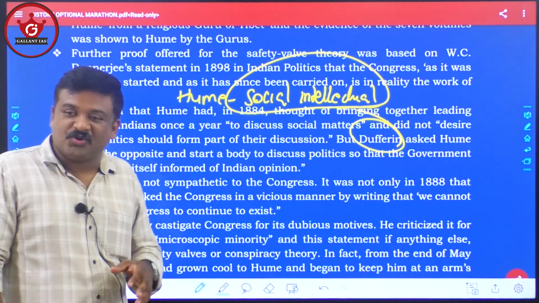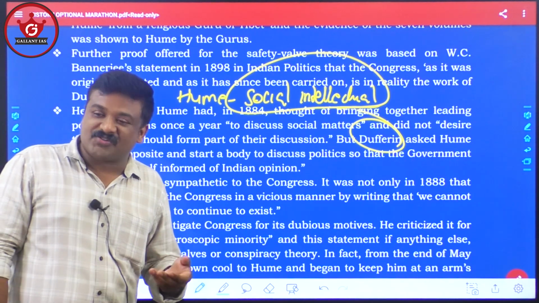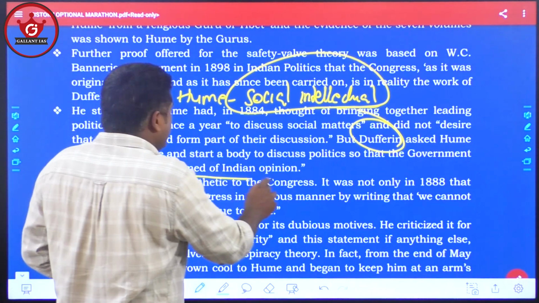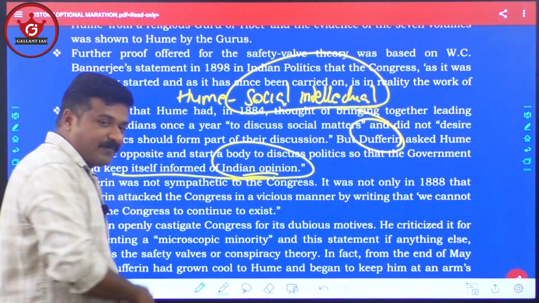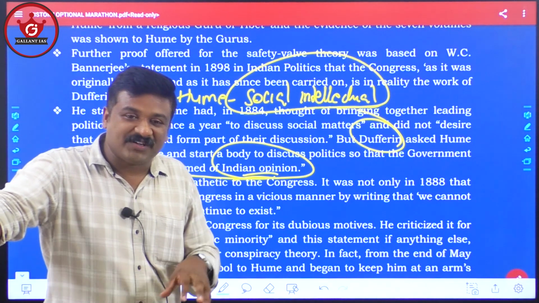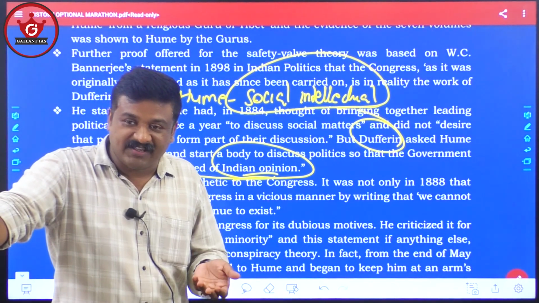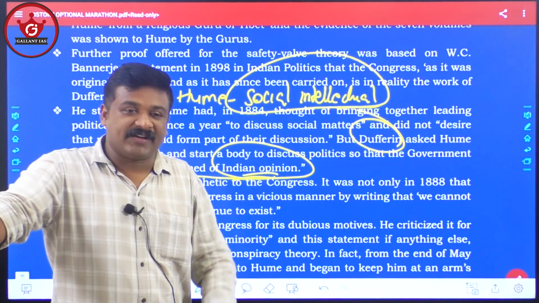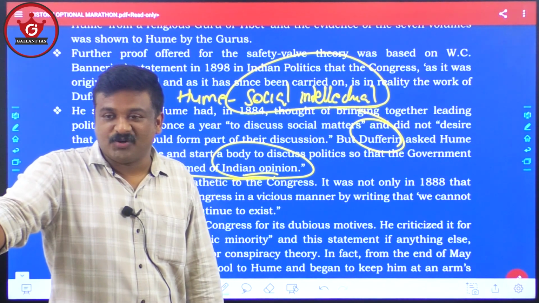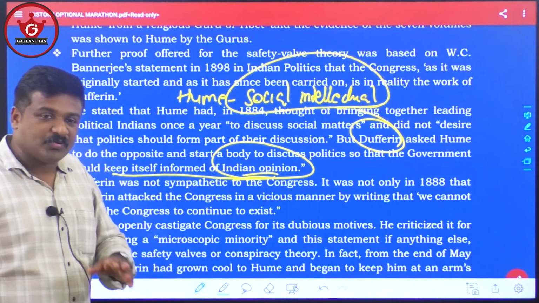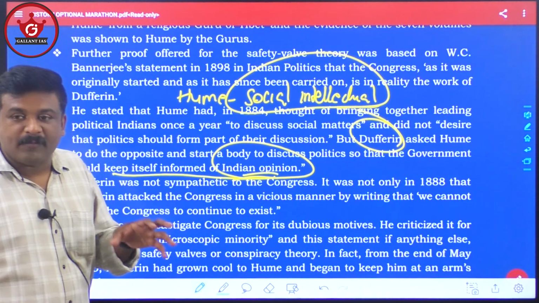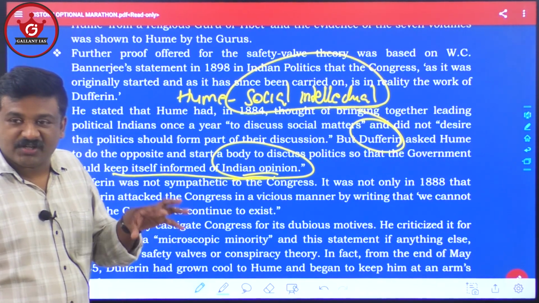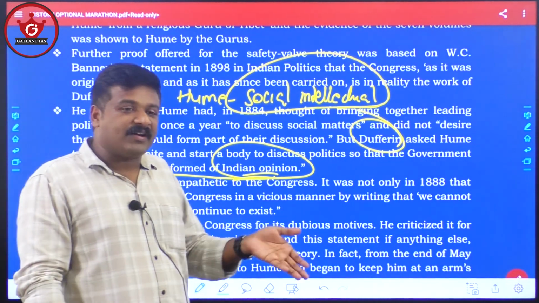Actually, it should be a political body so that we will be informed about Indian political opinion. INC must be a political body, so the political discussions will be held there, and we will be informed of Indian political opinions on various government policies. So it was not Hume, it was Dufferin who wanted it to be a political body, according to W.C. Banerjee. A.O. Hume only wanted it as a social, intellectual, cultural organization for Indians' upliftment.